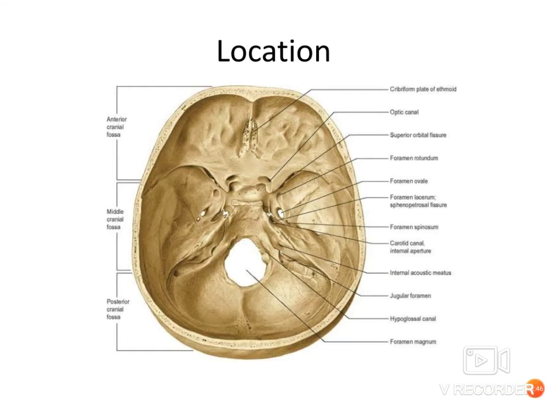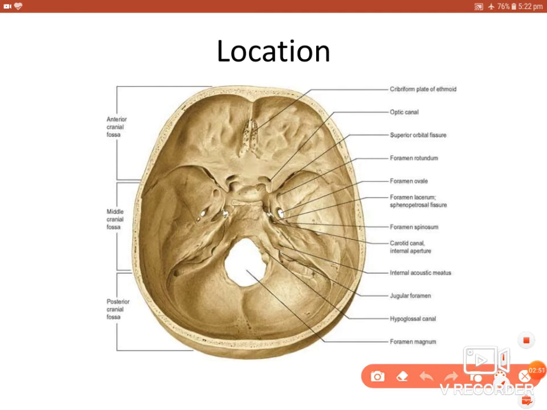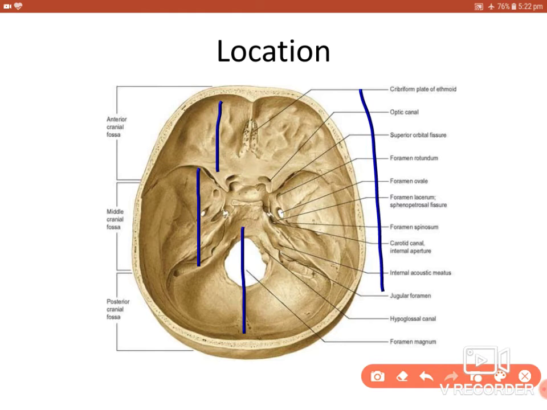Then here, this is the cranial cavity, the bony part. These are the cranial bones. Here this is the anterior cranial fossa. This part is the middle cranial fossa. Here you can see the posterior cranial fossa. It consists of a large foramen, the foramen magnum, posteriorly. This is anterior. Then see the middle cranial fossa.